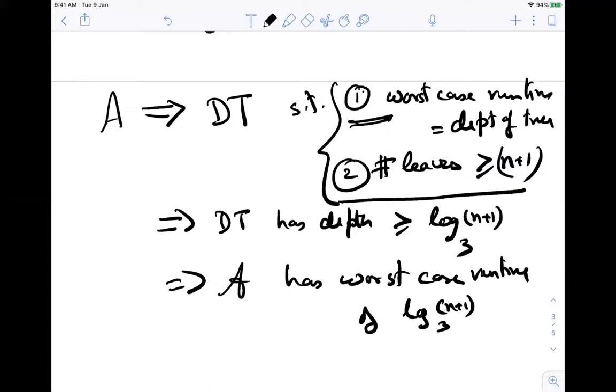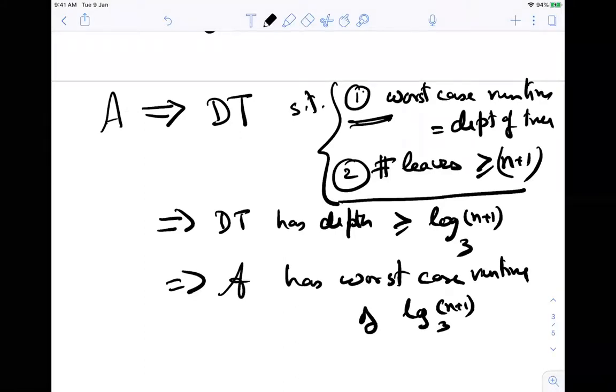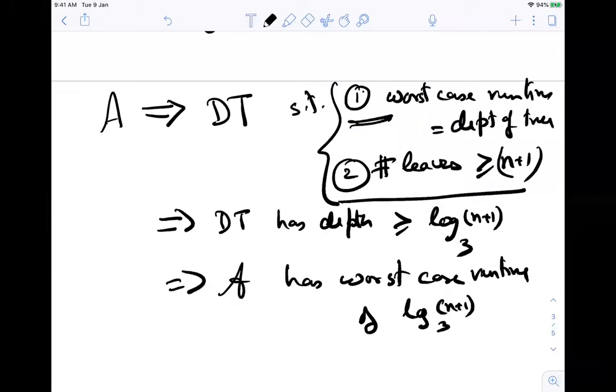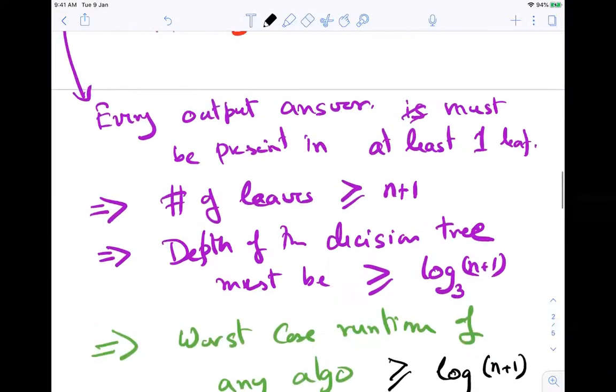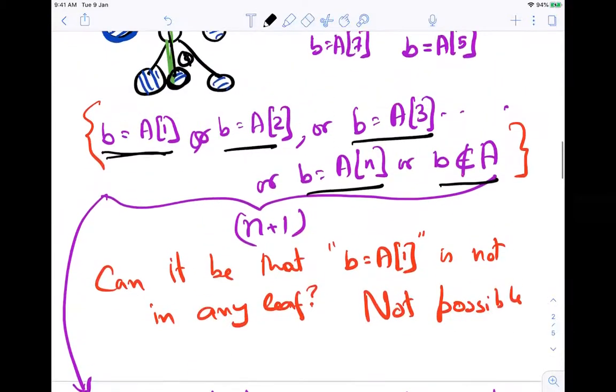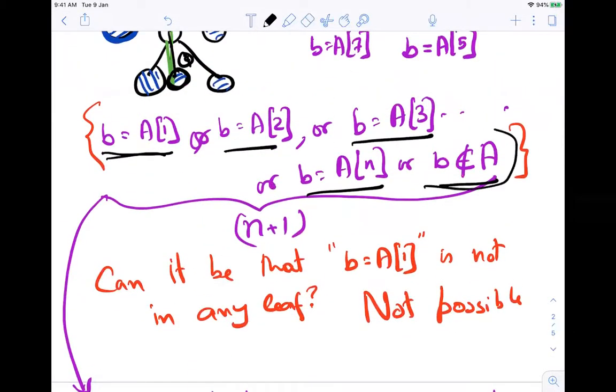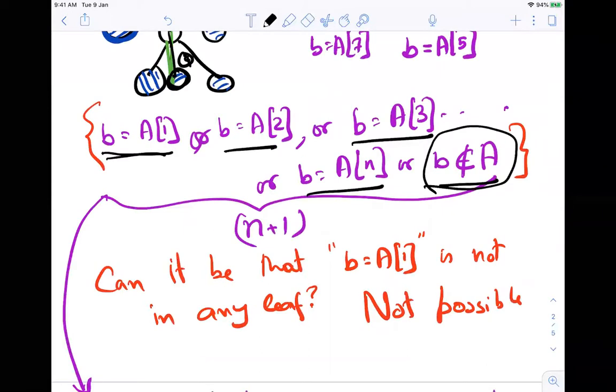Sir, I had a question. Yeah, go ahead. So our array has n elements or n plus 1 elements? It is n elements. We are using n elements. In that case, shouldn't the number of leaves be greater than or equal to n rather than n plus 1? It's n plus 1 because of the last case: it is also possible that B is not in here. That's also an answer. Oh, right. Okay.